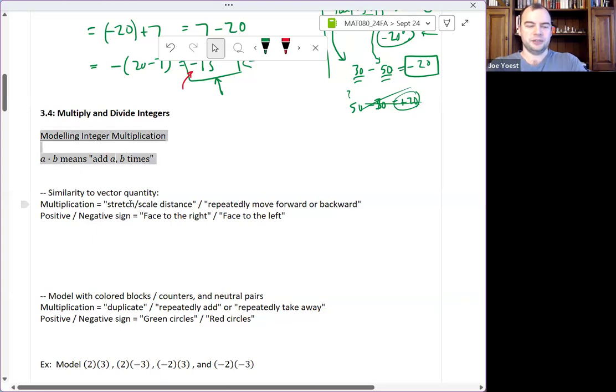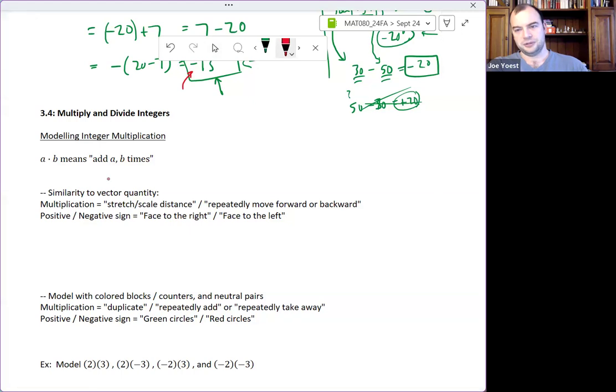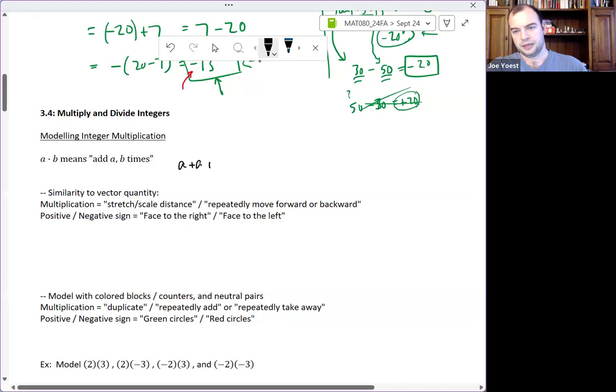What if we want to model integer multiplication? If I have the product of a and b, where a and b are integers, if I have a times b, what I mean by this is I want to add a, b times. In other words, I want to do a plus a plus a, etc.